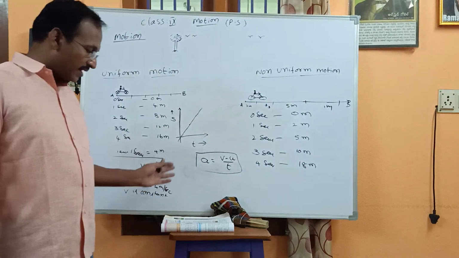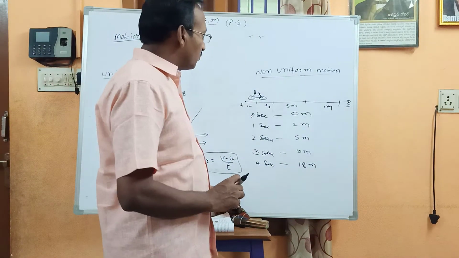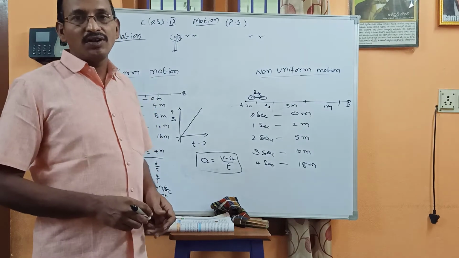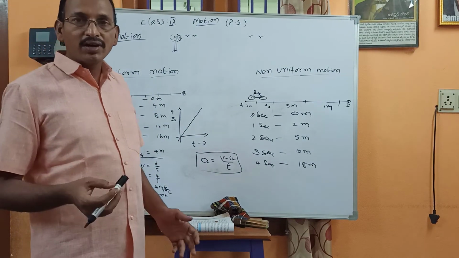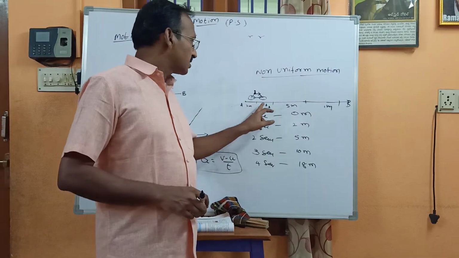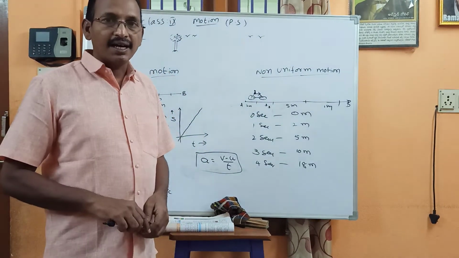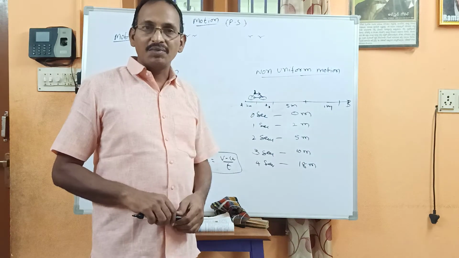Whereas coming to the other kind of motion, that is non-uniform motion. So it is not uniform. Uniform means it is of one kind. Non-uniform means it is not of one kind.